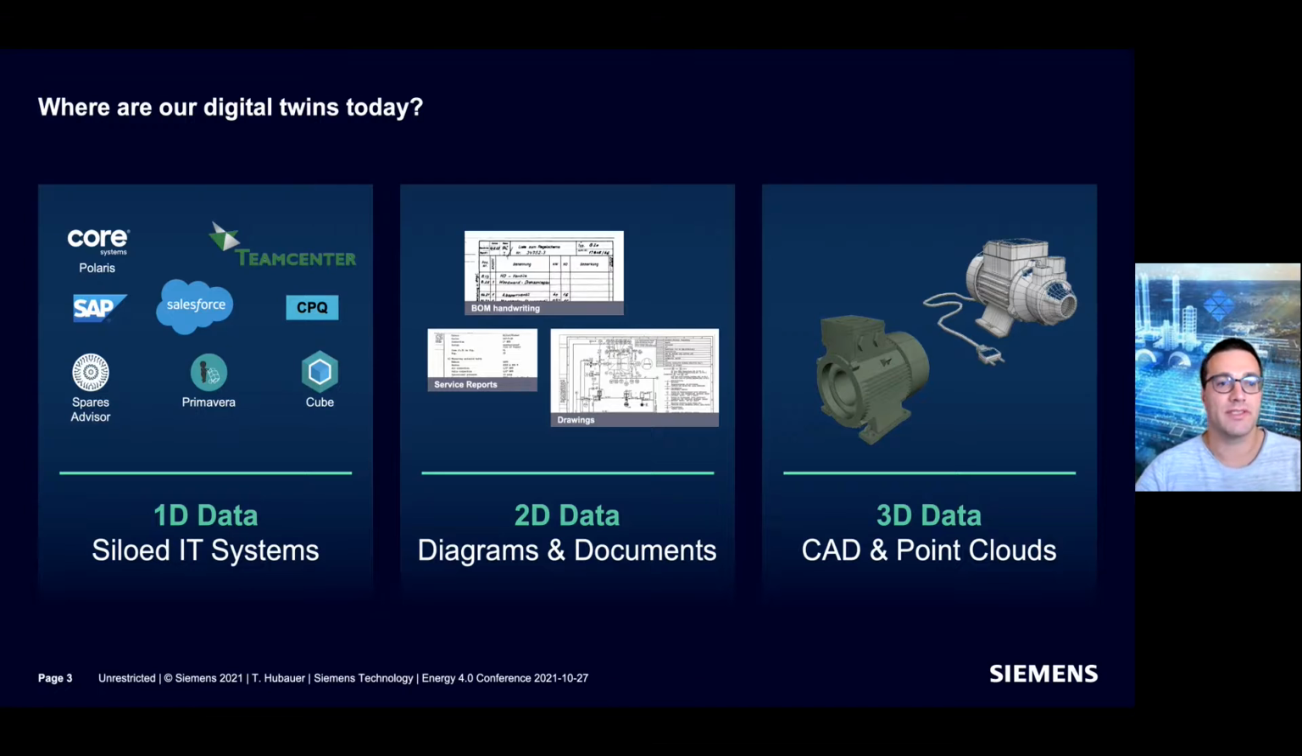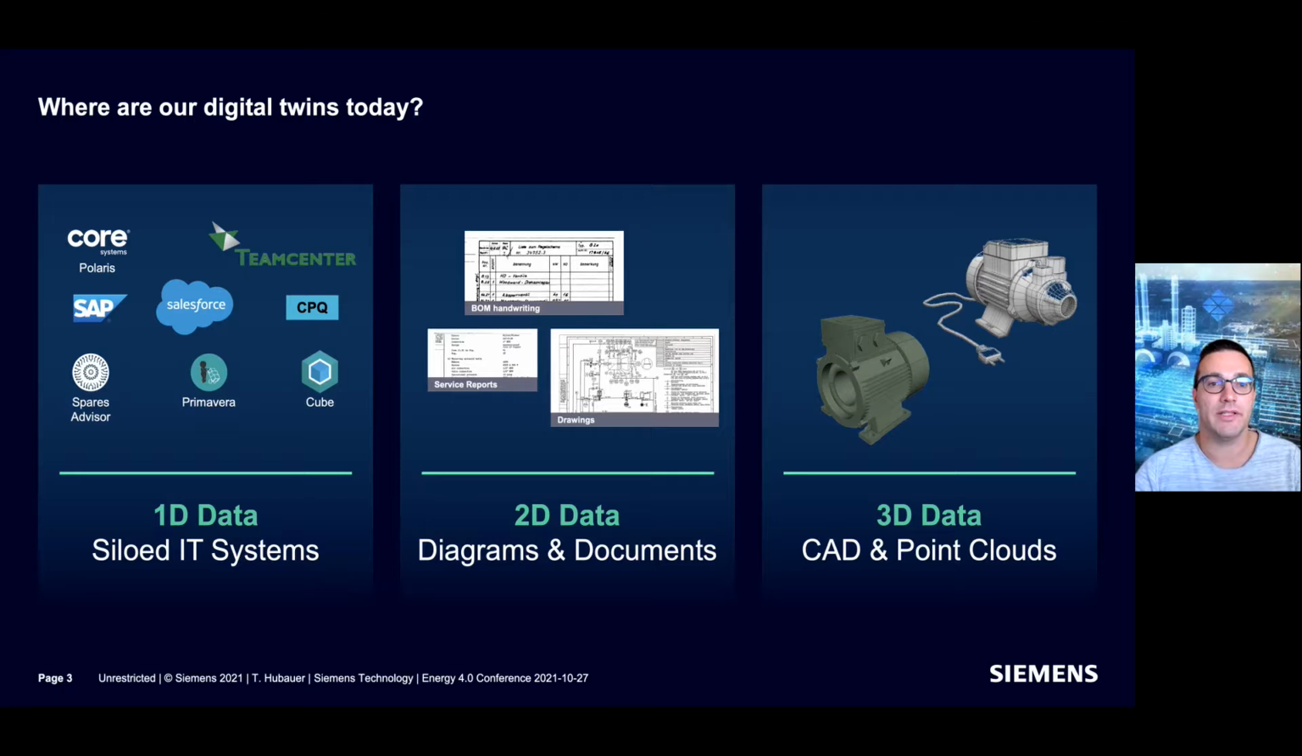1D data for us is the typical structured type of data. You have entities, you have attributes. So that would be all the typical corporate IT systems you find. It's customer relationship management, but also very use case specific systems such as configurators for certain products. On top of that, we have 2D data.